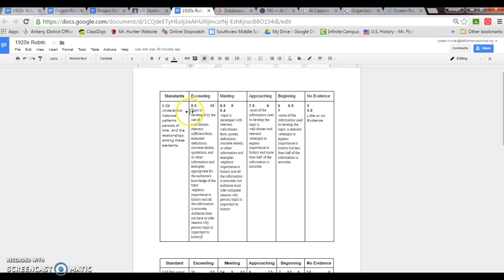Okay, obviously we want well-chosen sufficient facts, definitions, concrete details, quotations, and other information that is going to be super important for the audience to understand. We want all of that. Okay, there is going to be a background laid out over this person or this topic that you are researching, but in reality, we need to move this topic to the importance in history, not just who is Al Capone or who is Babe Ruth. Okay, we're going to look at why are they important to history, why are we even studying them, how are they important in our lives.